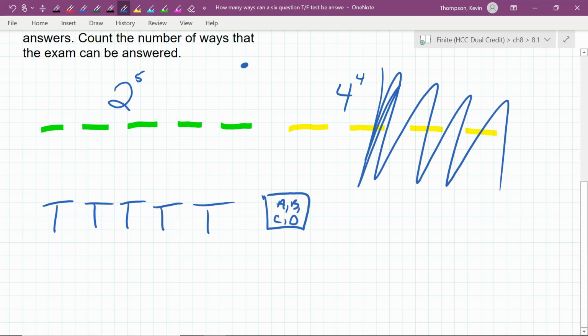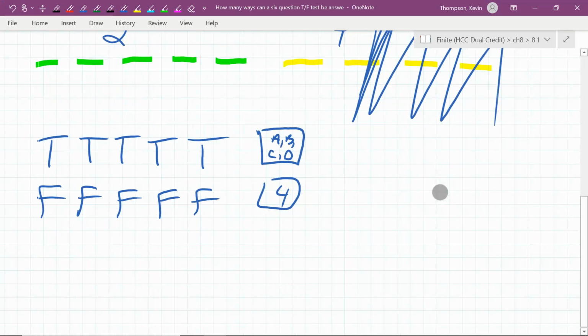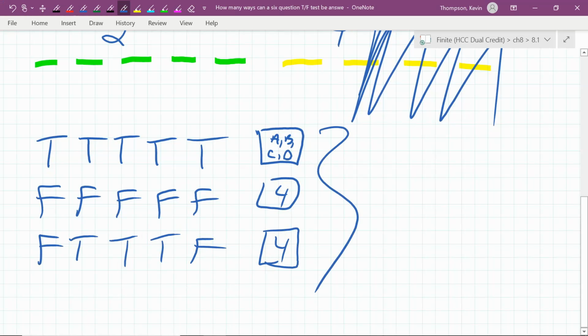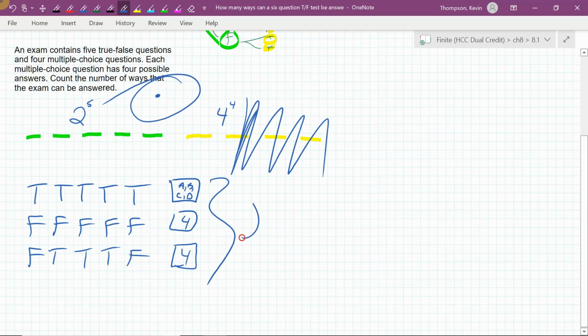Okay? So if I answered all true, do you notice that I have 4 options in that moment to finish this test or quiz? But if I had answered all false, don't I also have 4 options? I get 4 options again. Or if I answer false, true, true, true, false, isn't there 4 options again? How does that justify multiplication? Can you say that in words for me?